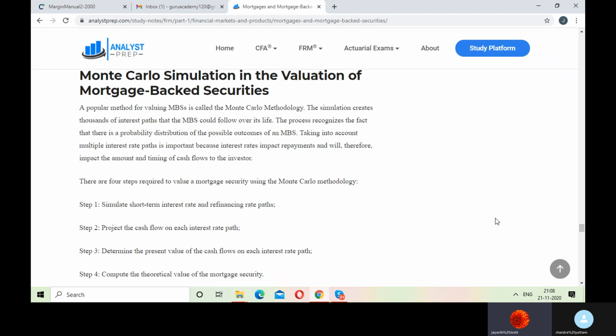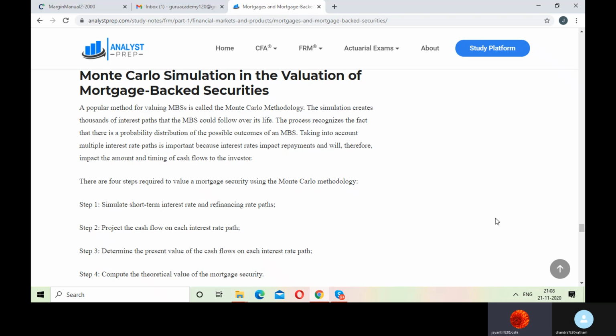So we have also done this Monte Carlo in VAR concept. The simulation creates thousands of interest paths. Here, what you are doing, you are creating thousands of interest paths. That means you yourself are experimenting. You want to see how you will behave on each and every path. Suppose I want to go to some place, I will make 10 paths on a book or a diary. That is also a simulation concept.